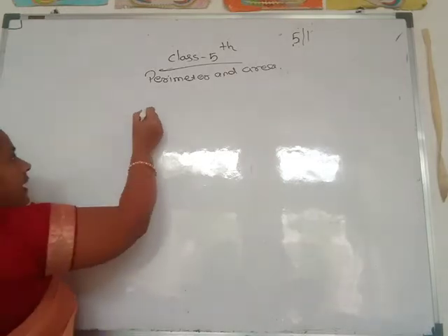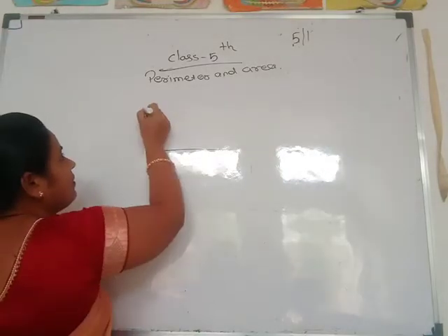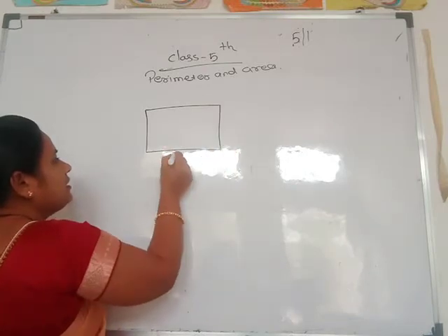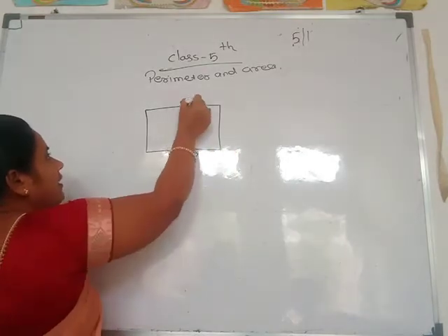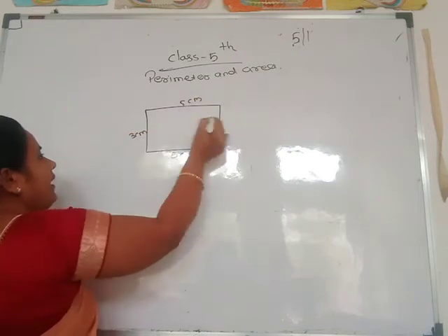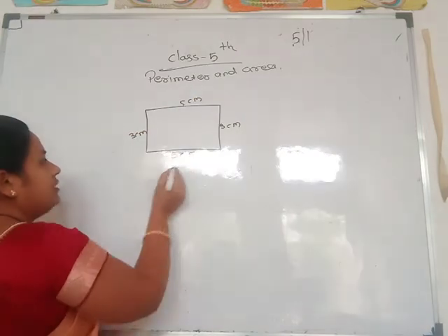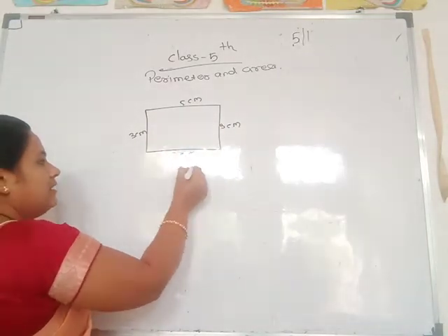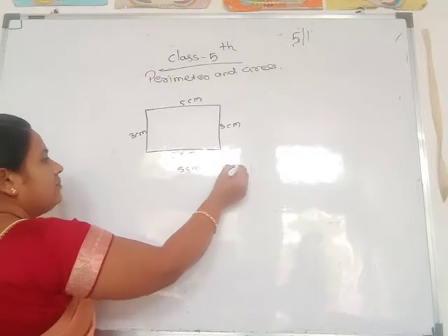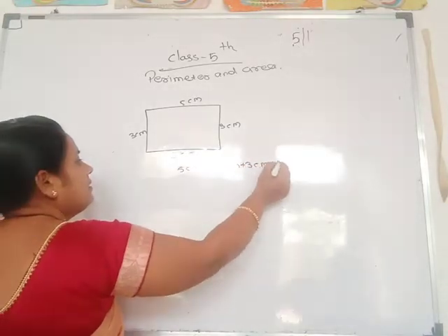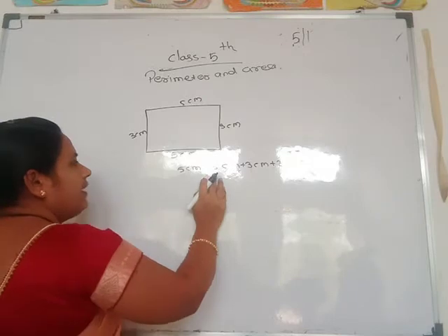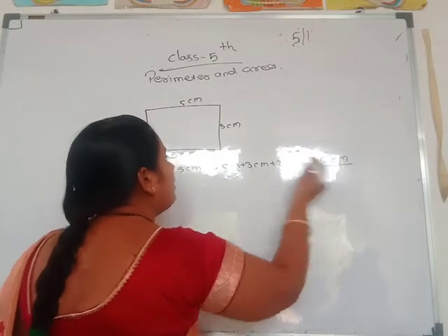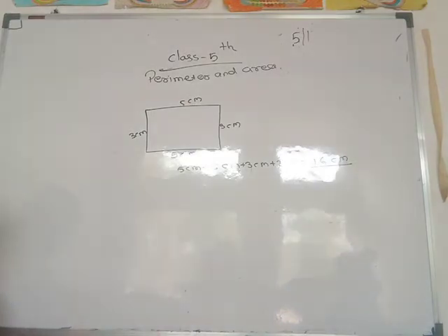See this figure, a rectangle. Sum of lengths of all the sides: this side is 5 centimeter, 5 centimeter, 3 centimeter and 3 centimeter. Perimeter of this figure is equal to the sum of the lengths of all the sides, means 5 centimeter plus 5 centimeter plus 3 centimeter plus 3 centimeter. 5 plus 5 is 10, plus 3 is 13, plus 3 is 16 centimeter. Perimeter of this figure is 16 centimeter.